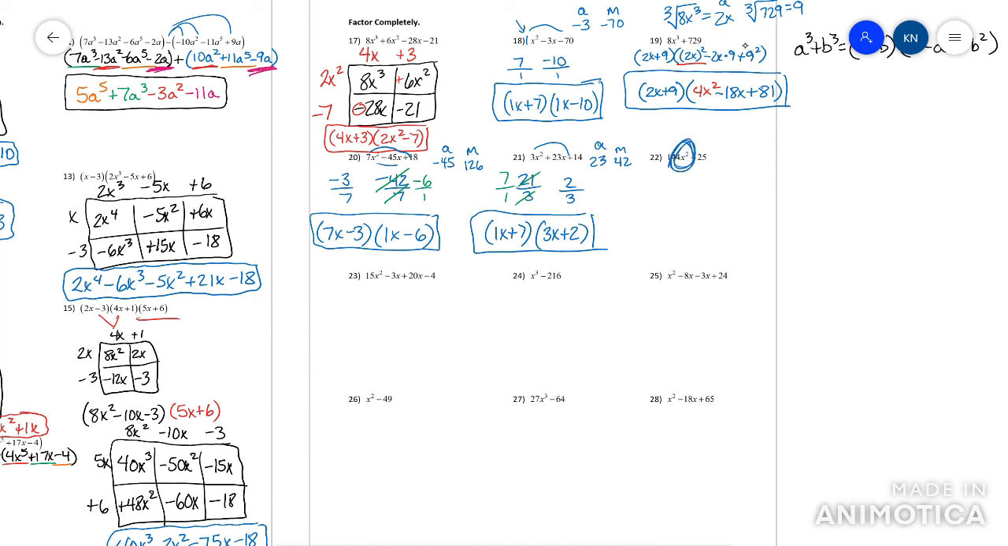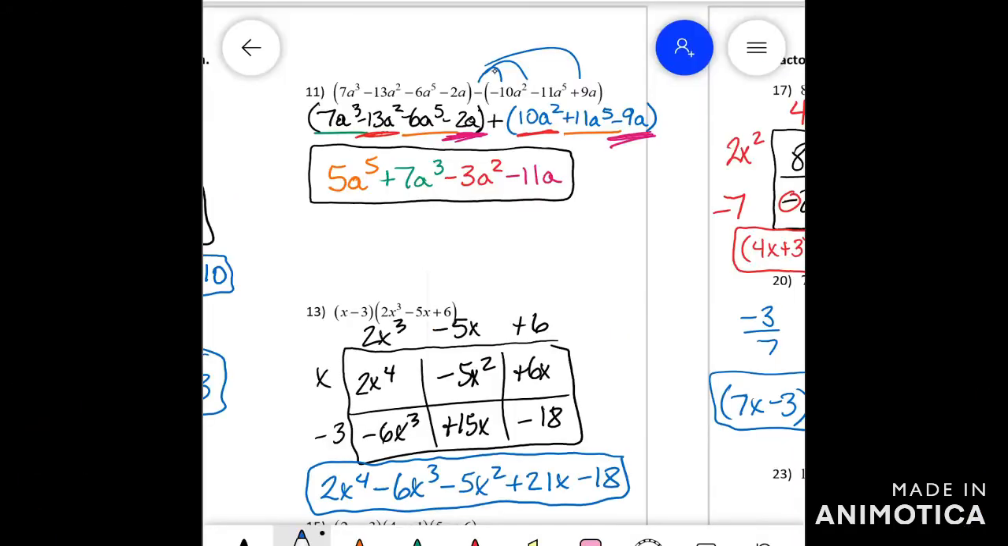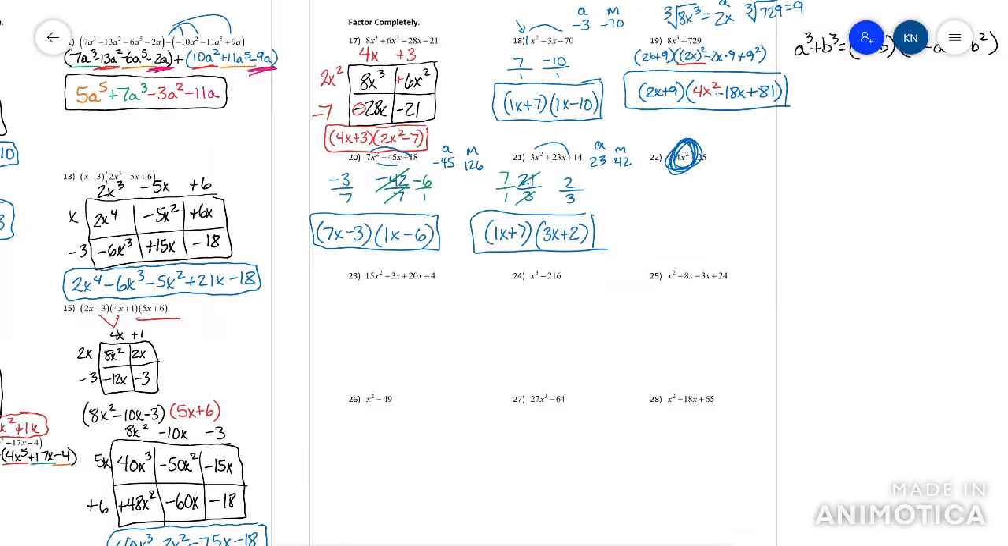All right, the next one. This is not a cube. It's a square. So don't treat it like this cube problem. You're going to treat it like a difference of squares. So instead of cube rooting, you're going to be square rooting. It's like what times what makes 144? That would be 12. Write it twice. What times what makes x squared? That would be x. Write it twice. And 25 is 5 times 5. Then you say one's a plus, one's a minus. Nothing to it. Difference of squares.